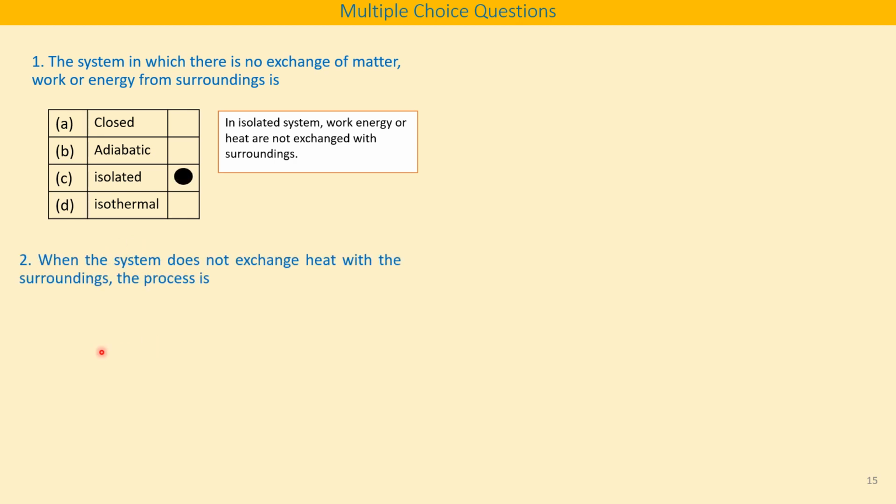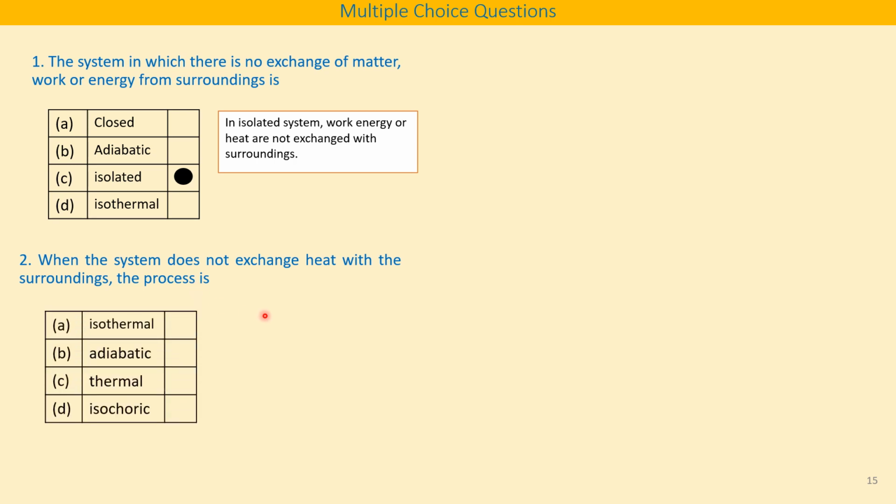Next question. When the system does not exchange heat with the surroundings, the process is, four options are given. You have to identify. Please read all four options and mark your answer. Pause the video, mark your answer. I will give the correct answer. In an adiabatic process, the system does not exchange heat with the surroundings. Therefore, the correct answer is B.